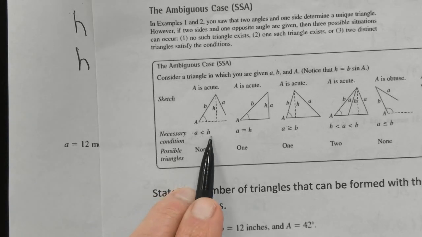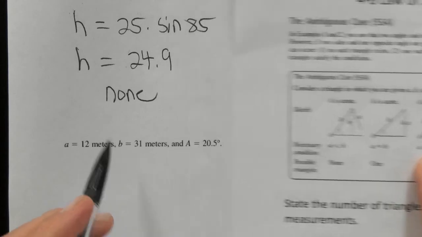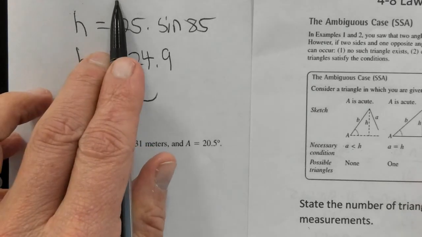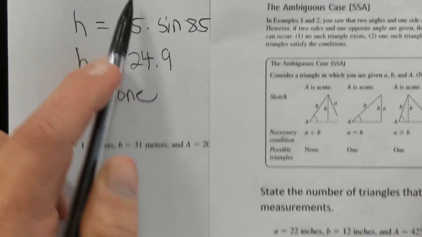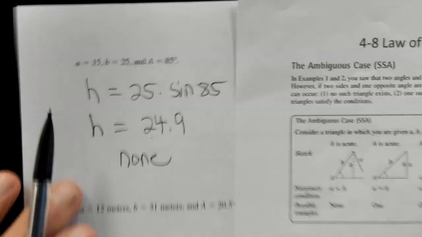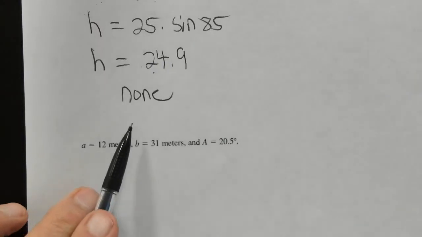Why? Because A is less than H. Is A equal to H? No. Is A greater than or equal to B? No. A is not greater than or equal to B. Is A between H and B? No. So the only scenario that fits is the first one, indicating that there is no triangle that can be formed with these measurements.